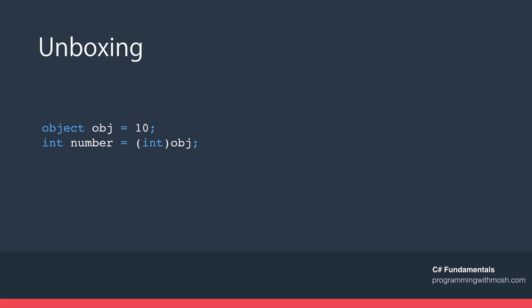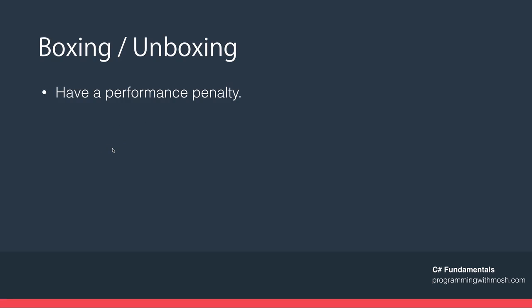Unboxing is the opposite of boxing. So in this example, we have object that is assigned 10. So at this point, boxing happens. Now when we cast that object to an integer, unboxing happens, and the result is we get a new variable on the stack called number with the value of 10. What you need to know about boxing and unboxing is that they both have a performance penalty because of that extra object creation. And that's something you should avoid if possible. It's best to show this with an example. So let's start coding and see boxing and unboxing in action.